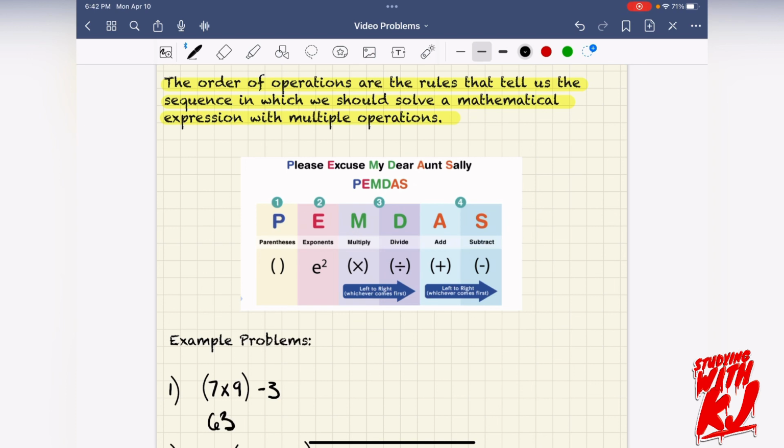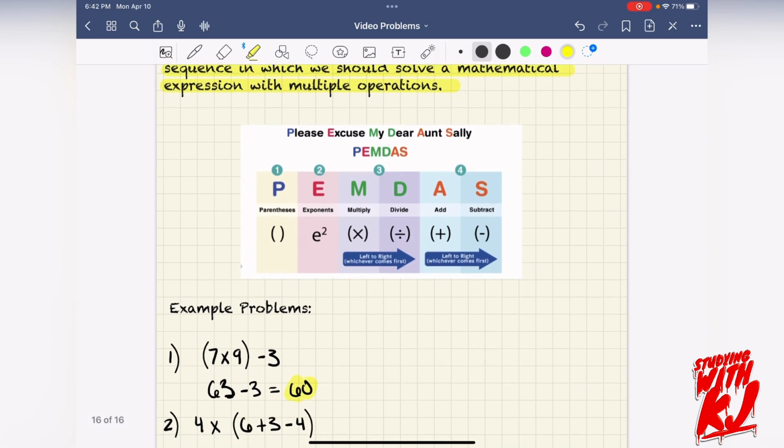After we solve that, we bring down whatever we haven't used yet, which is this minus 3. Now we can go ahead and solve. 63 minus 3 is what? 60. And that is our answer for example problem 1. Now we can go on to example problem 2.